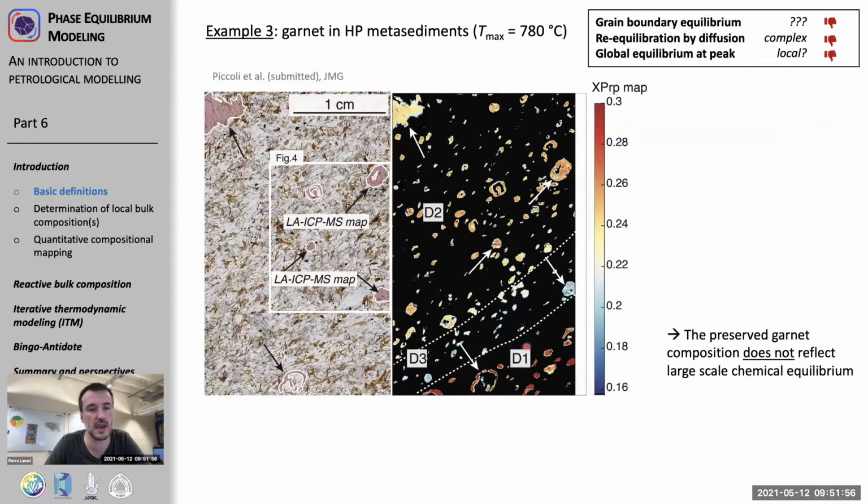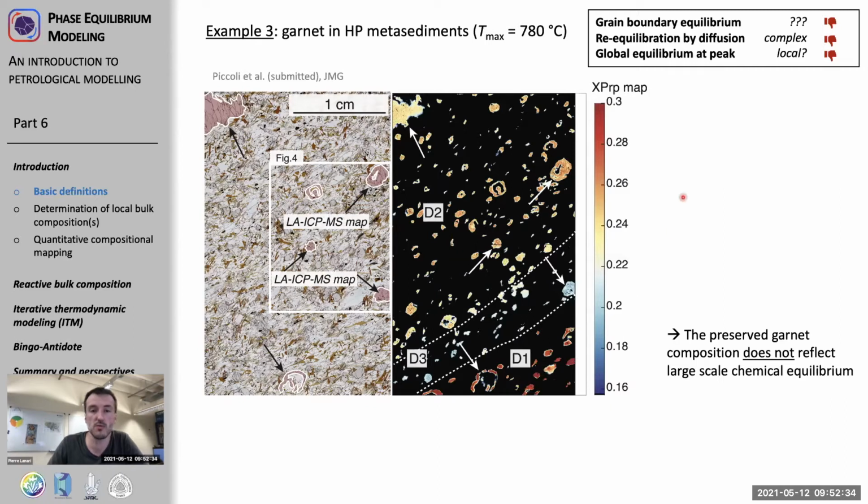And now I have a third case, and we are looking again at the size of its section, and you have an optical image of this sample on the left, and an X-ray compositional map on the right. This is X-Pyrope. It's a high pressure metasediment from the Alps, and the peak temperature is about 780 degrees. And what you can see is we have a different composition of garnet depending on the area in the thin section. So top left, we have moderate X-Pyrope values. Then we have low X-Pyrope values in the narrow region. And on the bottom right, we have high X-Pyrope values.